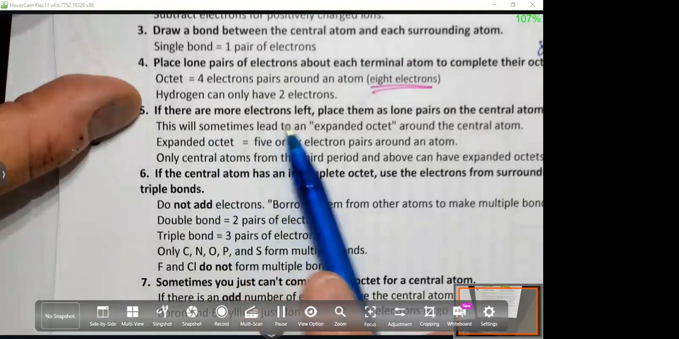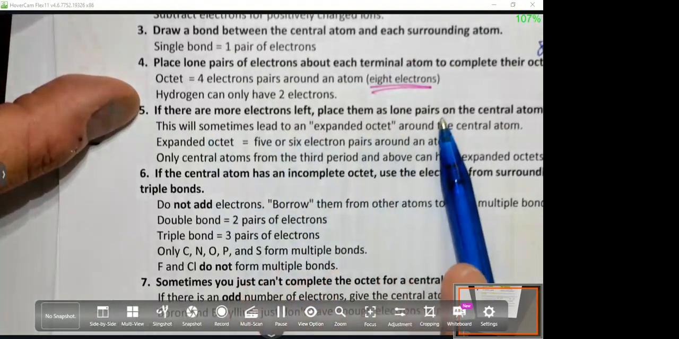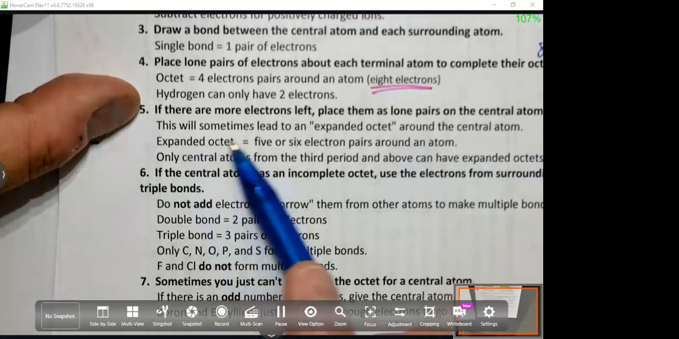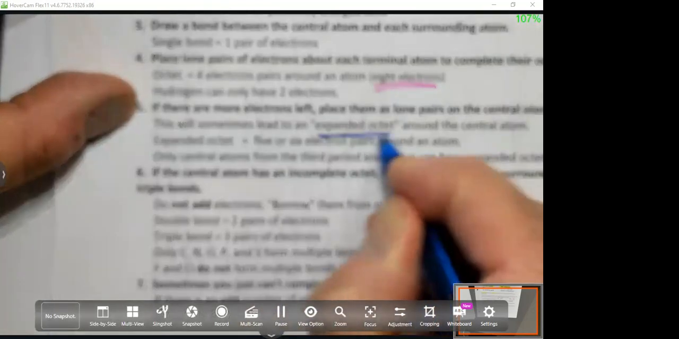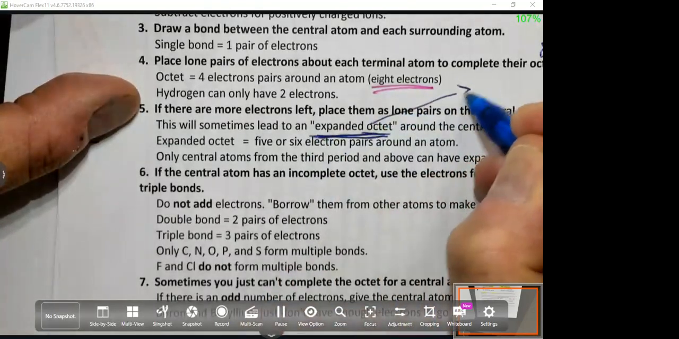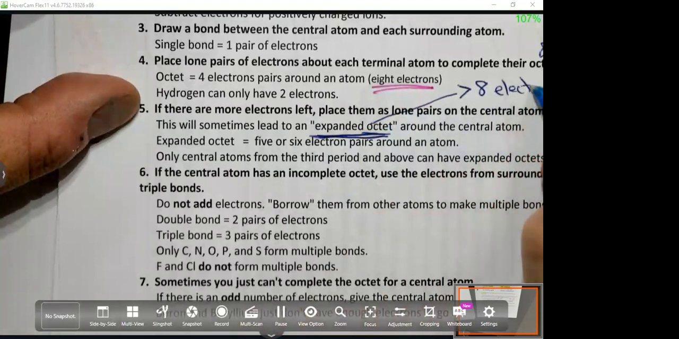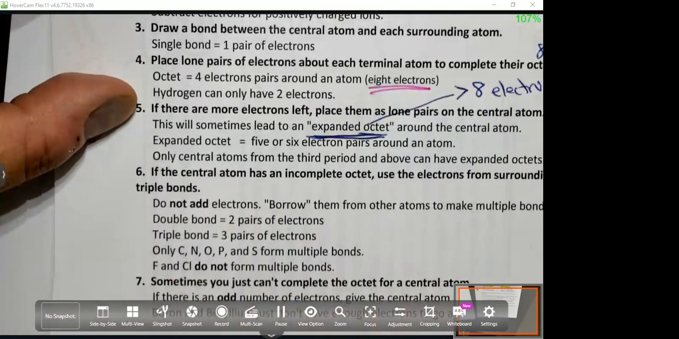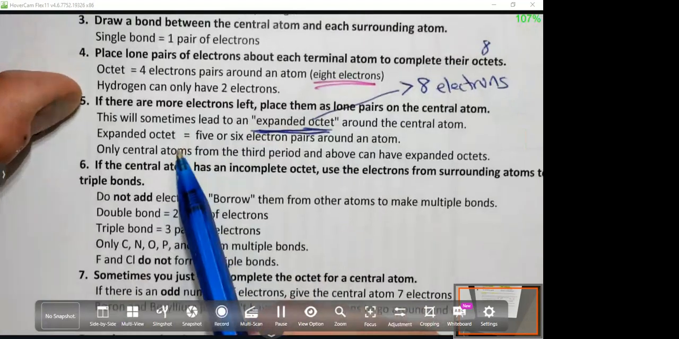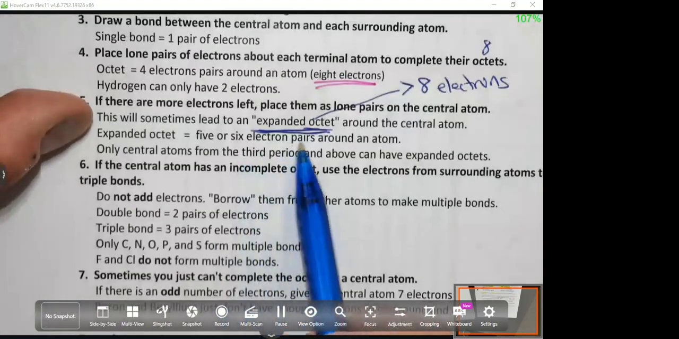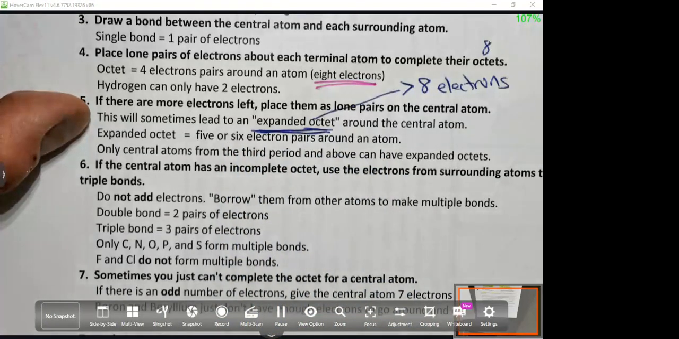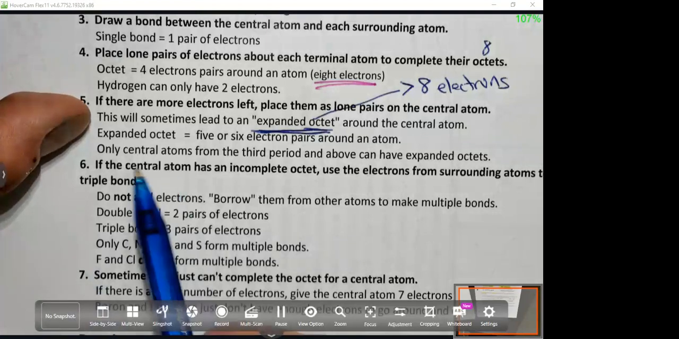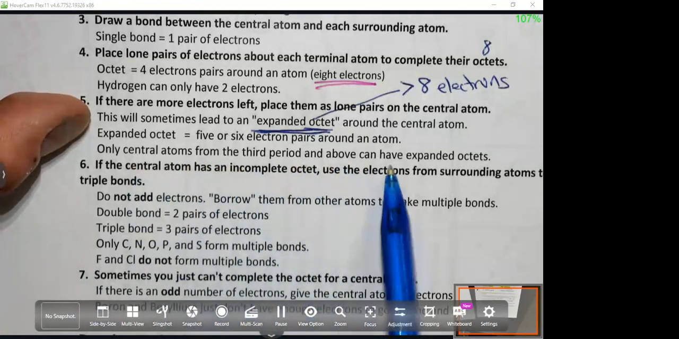If there are more electrons left, place them as lone pairs on the central atom. This will sometimes lead to an expanded octet. Now, what is an expanded octet? Greater than 8 electrons around that central atom. And it actually says this here, an expanded octet, 5 or 6 electron pairs. So that's 10, 12, 14 electrons around the central atom. Only the central atom from the 3rd period and above have expanded octet.